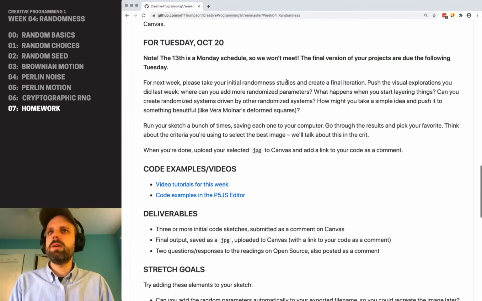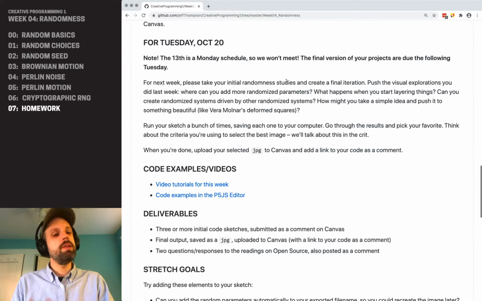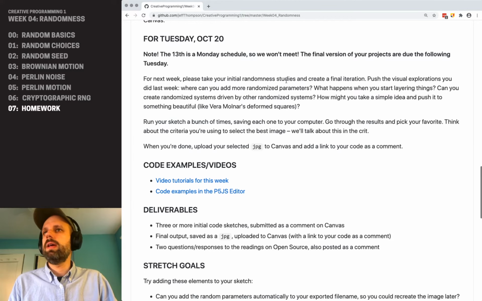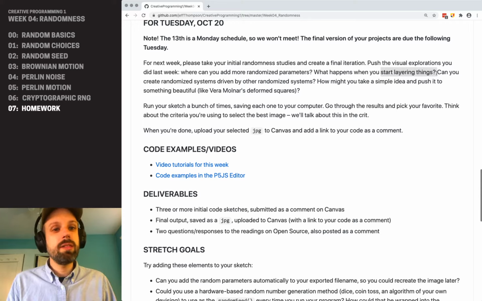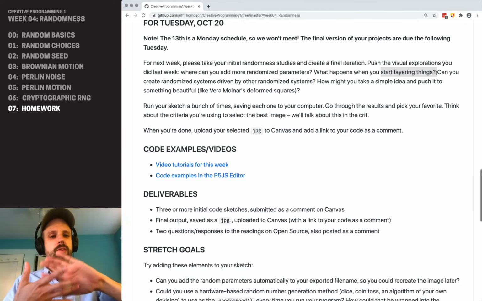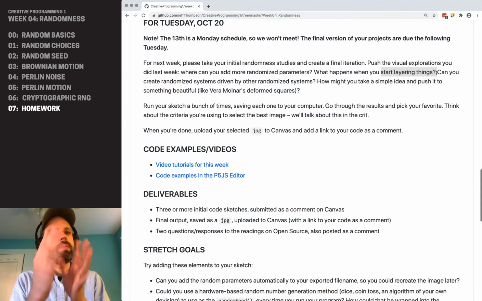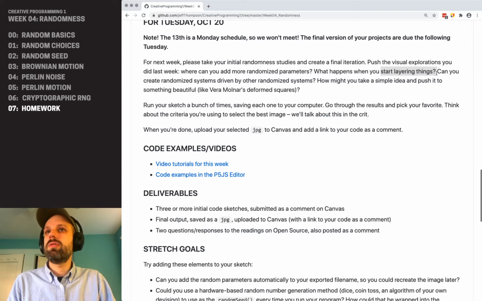And then in the second week, you're going to continue this and pick one that you like and create a final iteration. So going back to it and reworking it with the feedback from the group, and thinking about what you're excited about and making it great. Thinking about adding more randomized parameters. What happens when you start layering things can be really cool. So maybe you do a bunch of runs of these overlapping random shapes, maybe doing rotation or something like that, color change, that sort of thing.